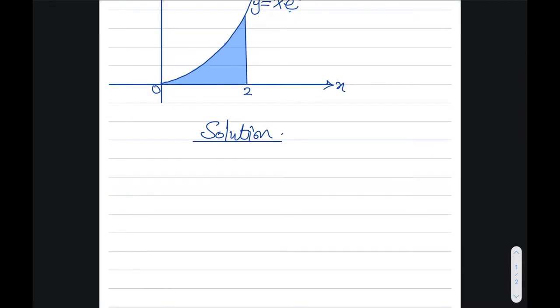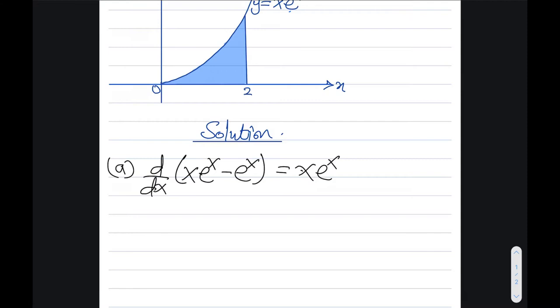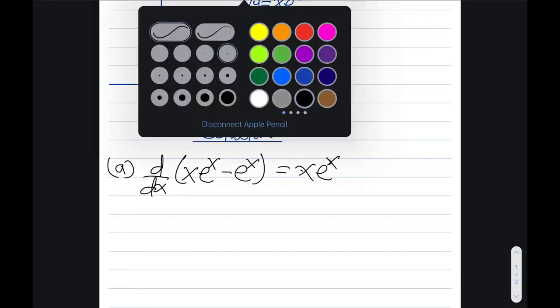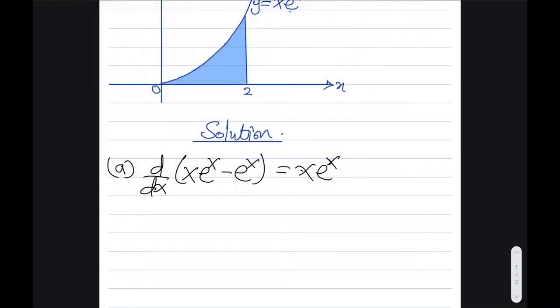Now, A says we should prove that when we differentiate x e to the power x minus e to the power x, we will get x e to the power x, right? Okay, so let's prove that. Let's use this pen. Okay, so let's prove it.